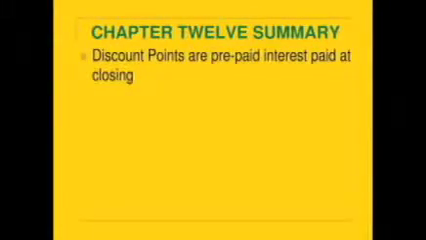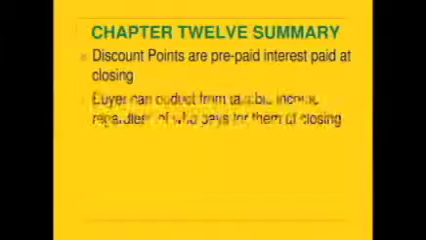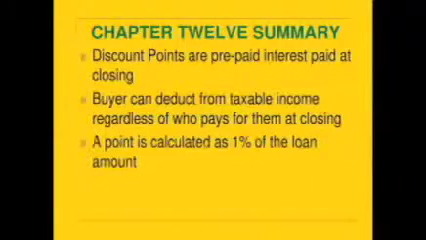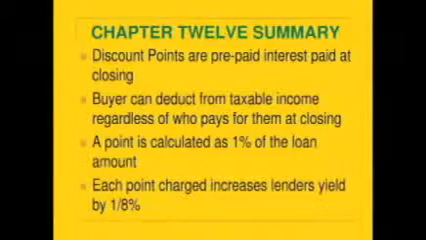Discount points are prepaid interest paid at closing. The buyer can deduct from the taxable income their points regardless of who pays the points at closing. A point is calculated as 1% of the loan amount. Each point charged increased the lender's yield by 1/8 of 1%. And that's all we have to review for Chapter 12.